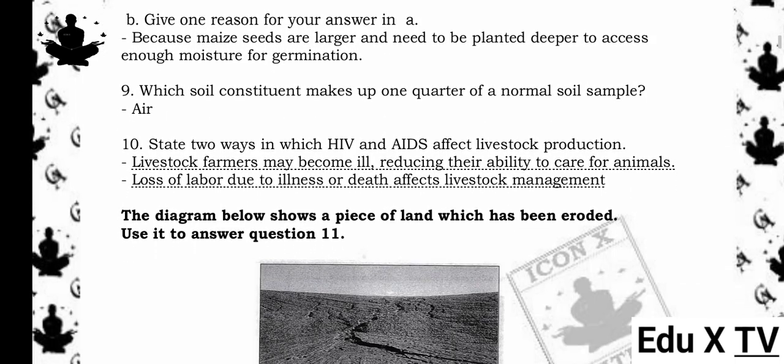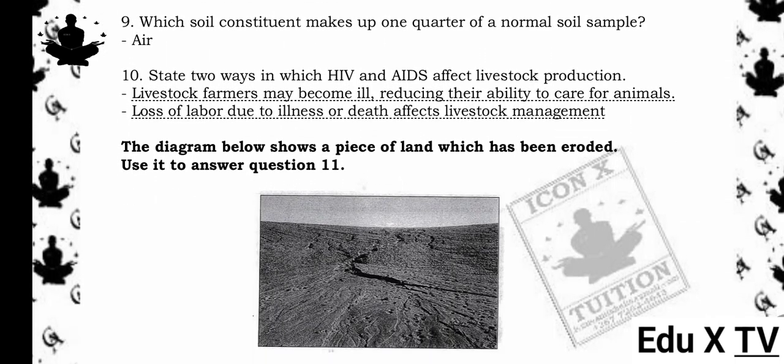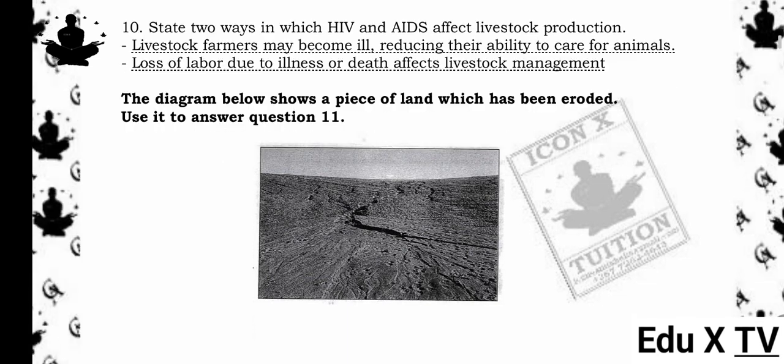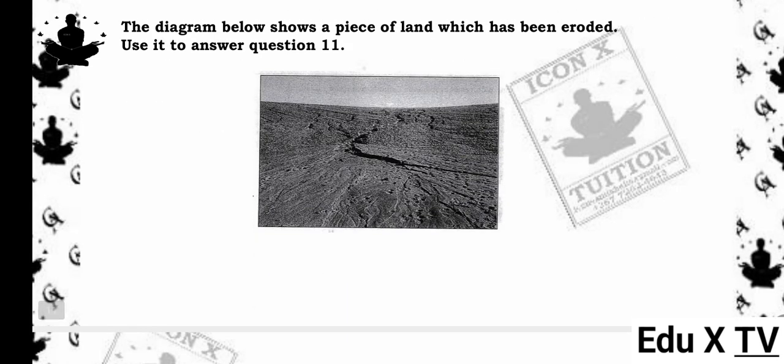9. Which soil constituent makes up 1/4 of a normal soil sample? Air. 10. State 2 ways in which HIV and AIDS affect livestock production. Livestock farmers may become ill, reducing their ability to care for animals. Loss of labor due to illness or death affects livestock management. The diagram below shows a piece of land which has been eroded. Use it to answer question 11.